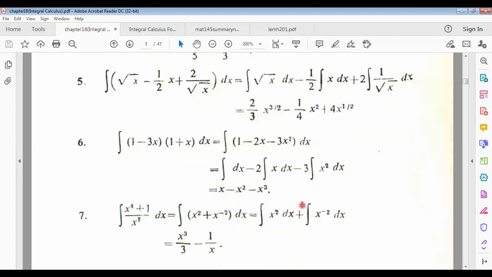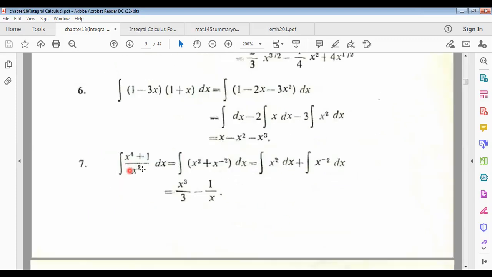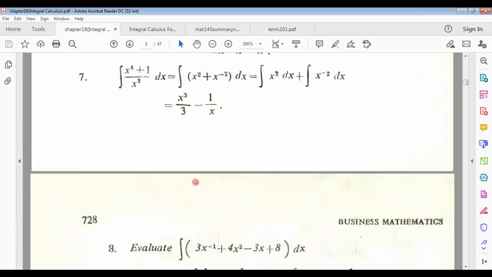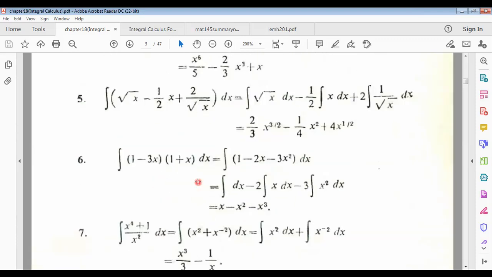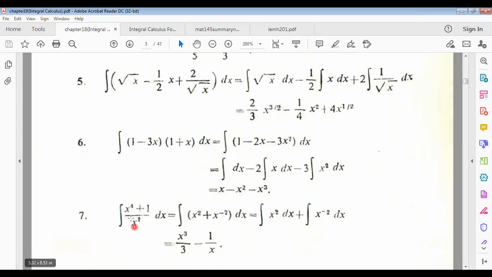Similarly, 5, 6 and 7 will be homework for you. Suppose 7: x to the 4 plus 1 divided by x square can be written as x to the 4 divided by x square plus 1 divided by x square. X to the power 4 divided by x square will be only x square, plus 1 divided by x square means x to the power minus 2. So using the sum rule, we can write integration of x square dx plus integration of x to the power minus 2.